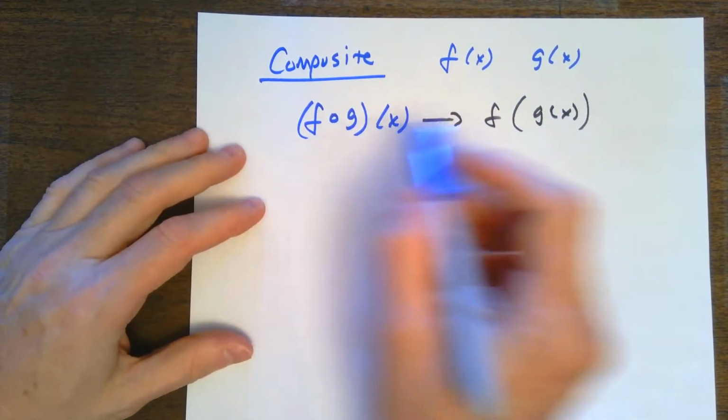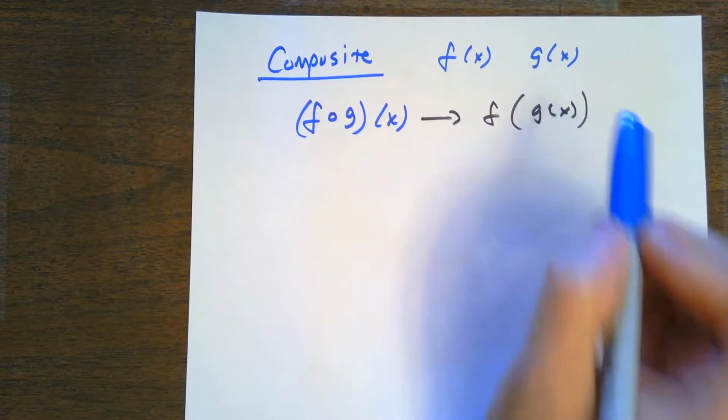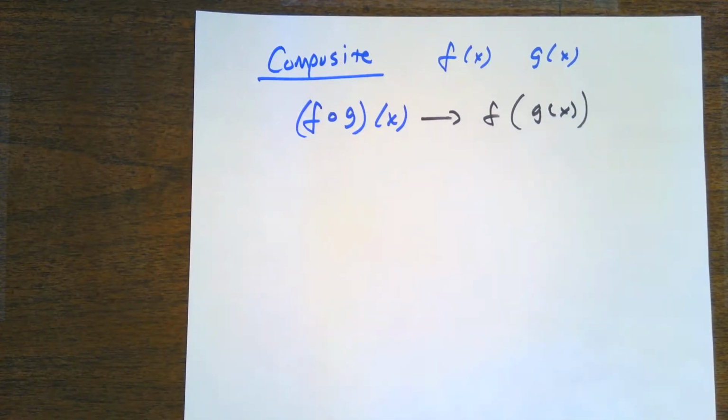To find the composition, we put g of x in for x in f of x. Let me say that again. We put g of x in for x in f of x. All right, so that's the concept here. Let's actually take a look at an example.